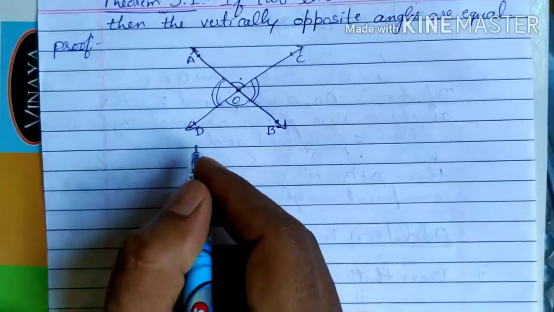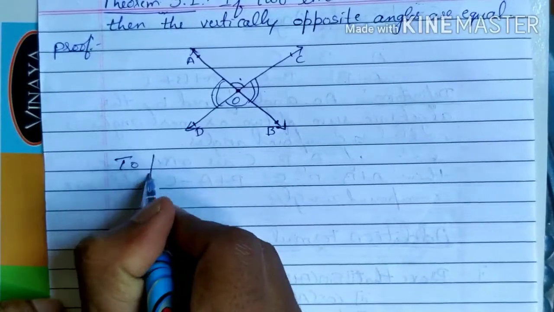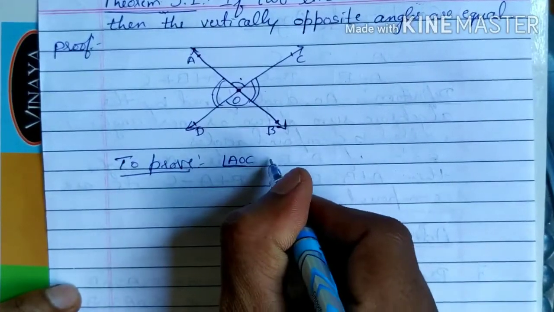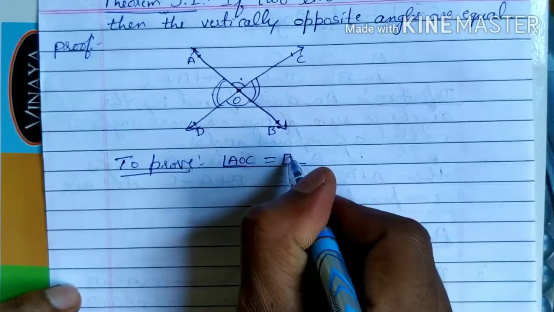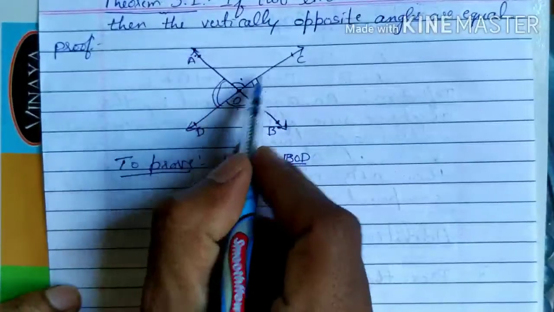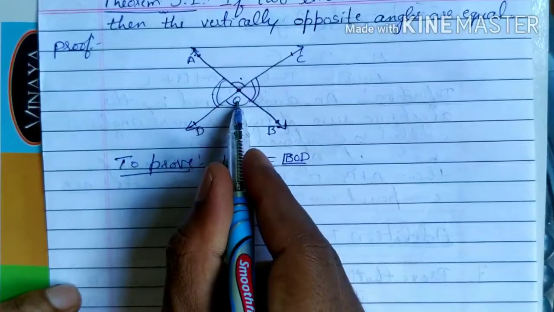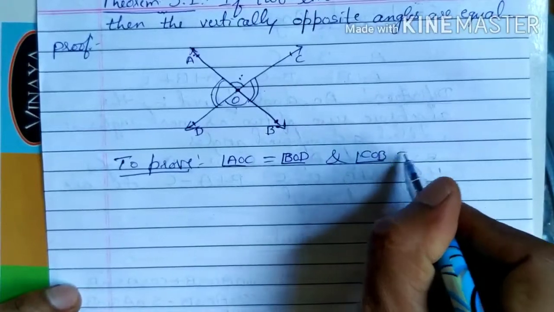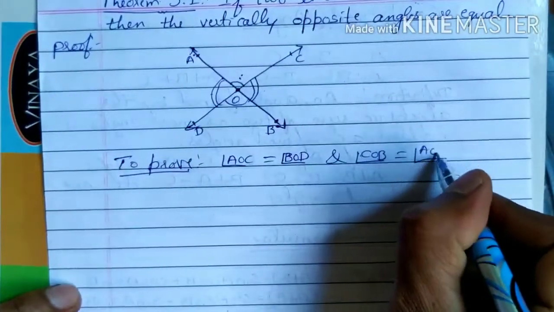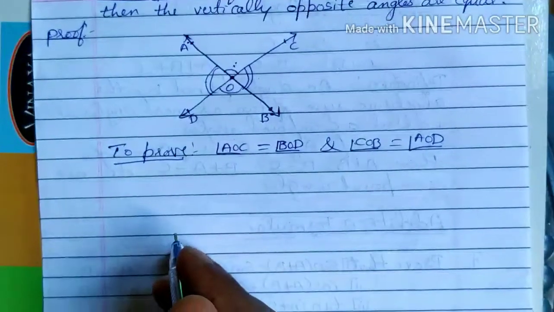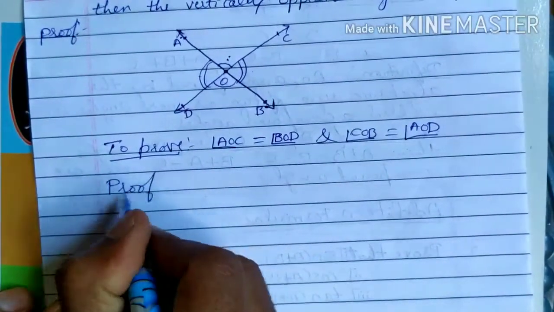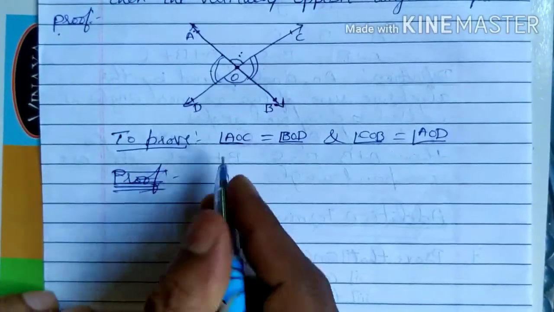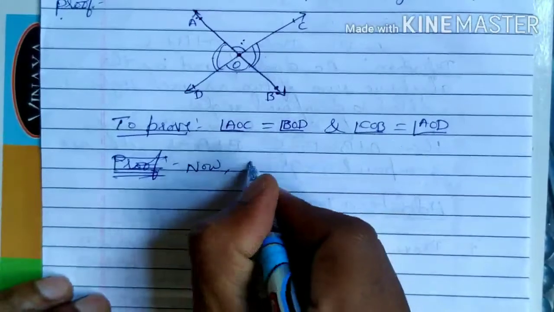So to prove angle AOC is equal to angle BOD, that is, AOC this angle and BOD this angle. We have to prove these two angles equal, and angle COB is equal to angle AOD. Proof. We have written here proof, no need to write it. So now from the figure.